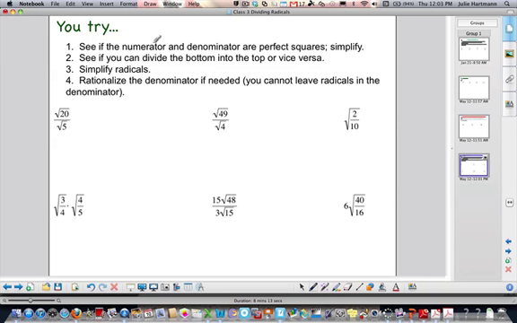Again, make sure you look, if they're perfect squares, simplify, okay? If you can simplify the fraction, okay, divide the top into the bottom or vice versa, you want to simplify the fraction. Next, okay, look for simplifying the radicals, okay? Sometimes you're going to have to do that and then you can simplify more. Rationalize the denominator. Don't forget to do that. Do not leave a radical in the denominator. Okay, here are your you try problems. Try all of them, please. We will go over them in the next class.